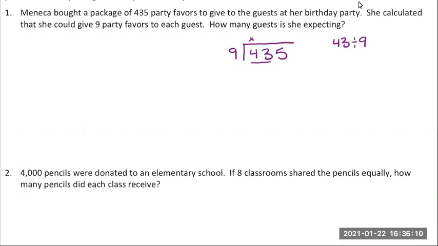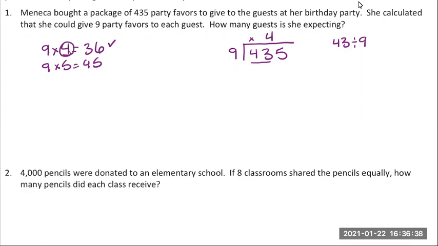So we're going to go down 1 to 4. Well, I know 9 times 4 is 36. So that's what I'm going to work with. Okay, because the next number, 9 times 5, is 45, which is too high. So we're going to work with 36. 4 is our magic number. Okay, so 43 divided by 9 is going to be 4.